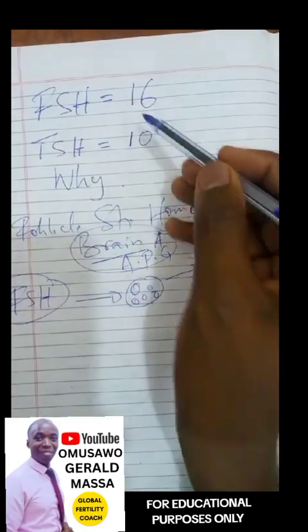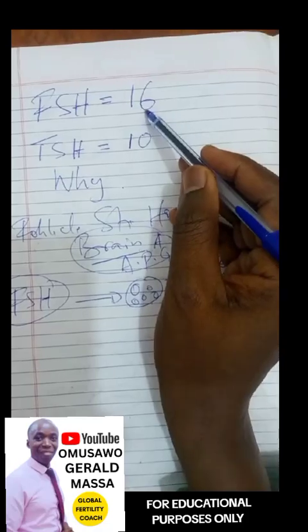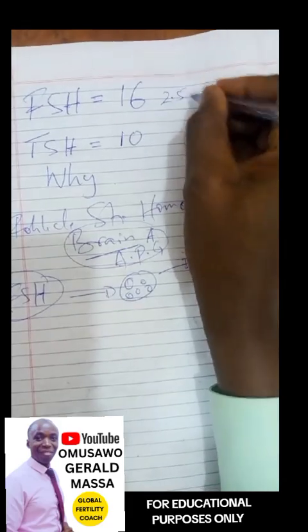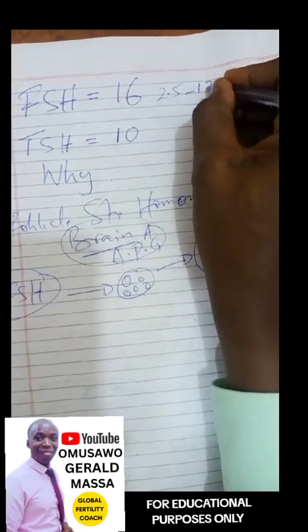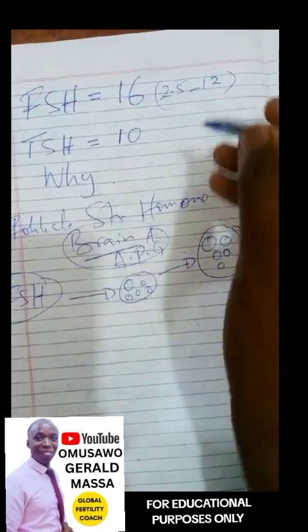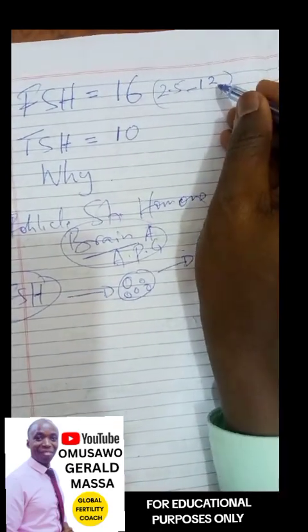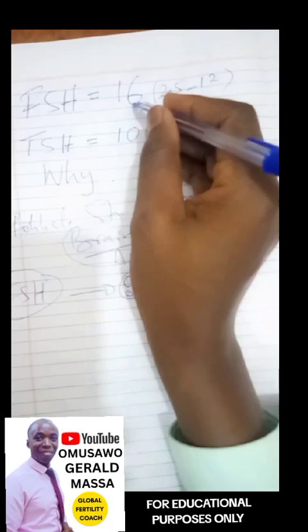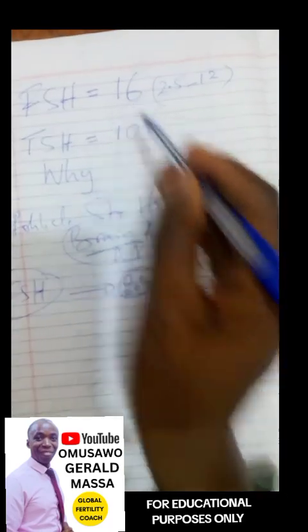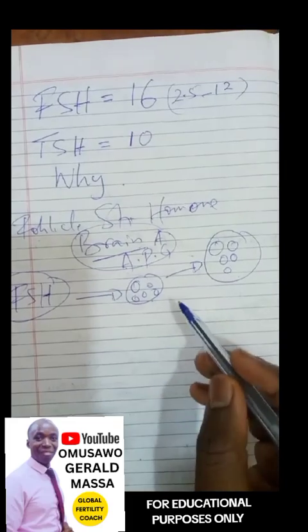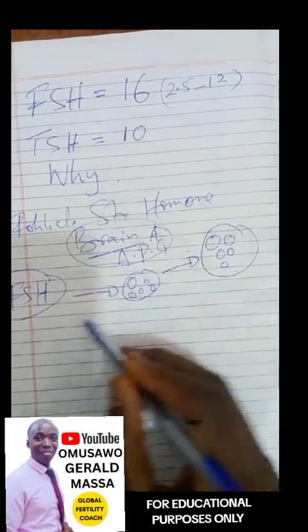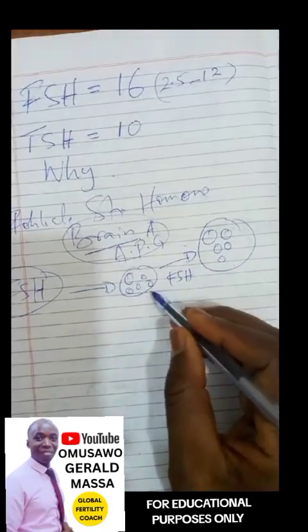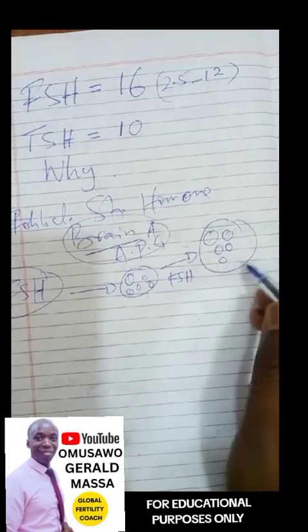If your brain is releasing FSH in levels of 16, and we know that the normal, according to the WHO, is supposed to be 2.5 up to at least 12, okay? If the normal is 2.5 up to 12, some laboratories say 2.5 up to 10, and for you you've scored 16, it means that the brain is sending lots of FSH. The FSH hormone is reaching your eggs. It's trying to make the eggs grow, okay? It's trying to stimulate your eggs to grow, but the eggs are not growing.